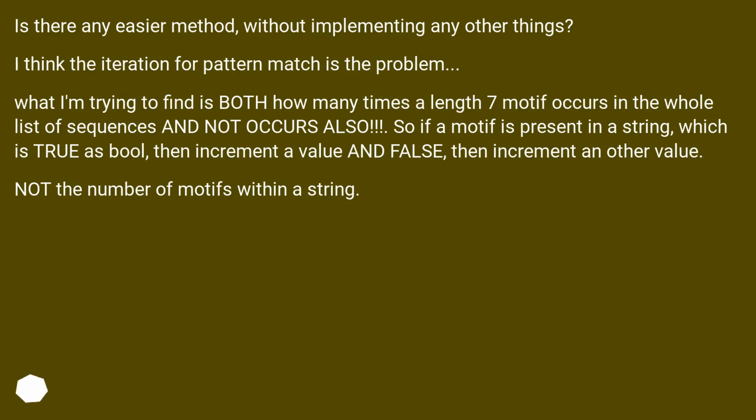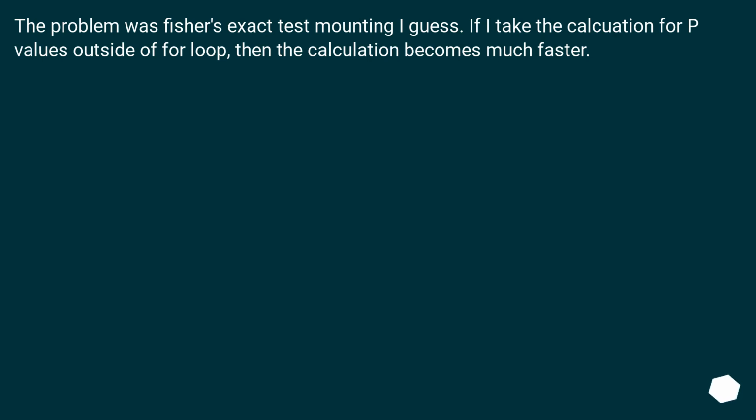What I'm trying to find is both how many times a length 7 motif occurs in the whole list of sequences and also how many times it does not occur. So if a motif is present in a string, which is true as a bool, then increment a value, and if false, then increment another value. Not the number of motifs within a string. Edit: The problem was the Fisher's exact test, I guess. If I take the calculation for p-values outside of the for loop, then the calculation becomes much faster.